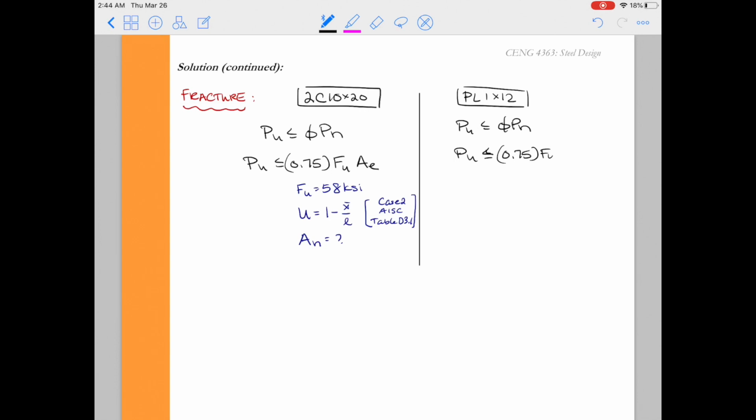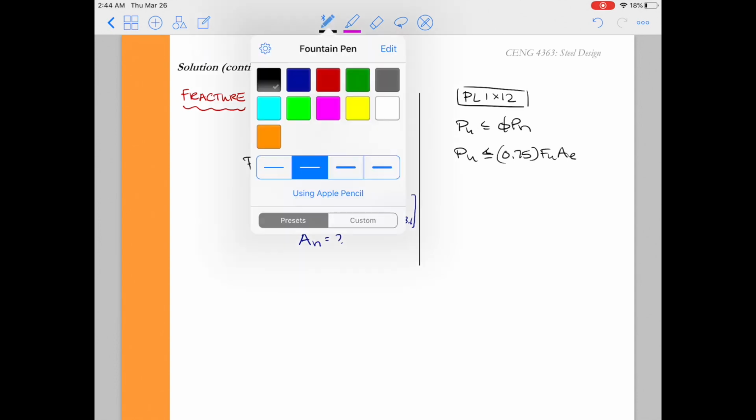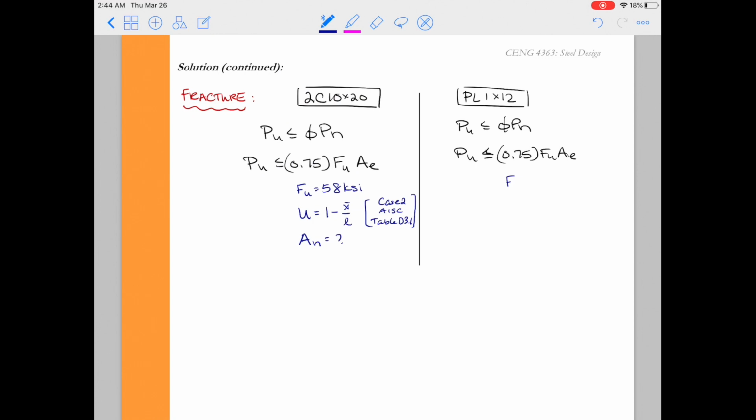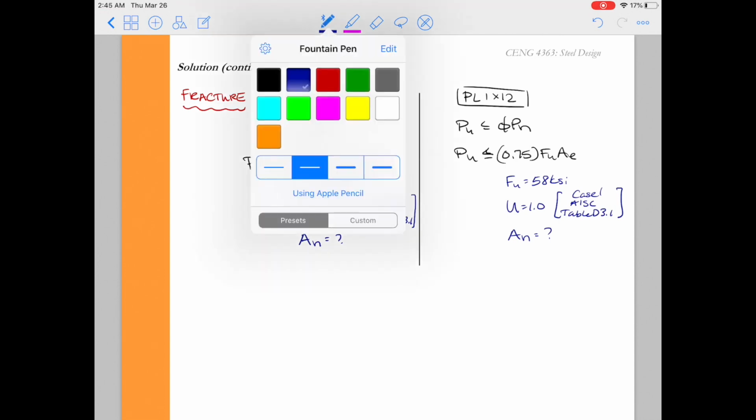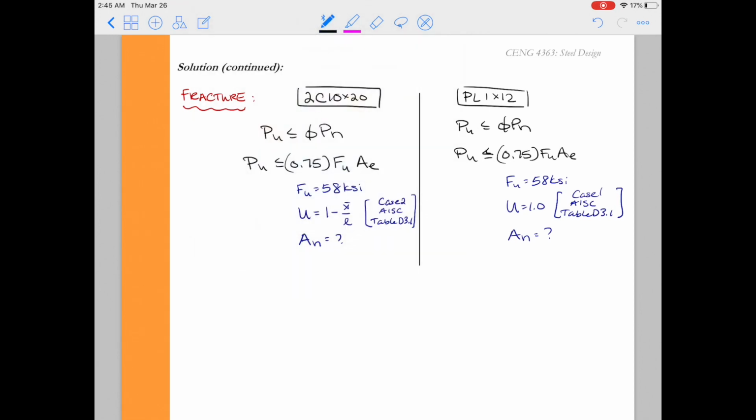As for the plate, we have kind of the same setup. P sub u has to be less than or equal to phi Pn, so P sub u has to be less than or equal to 0.75 F sub u times AE. F sub u equals 58 ksi. U, because the plate is just a single plate member connected, is 1. So this fits case 1 from AISC Table D3.1. And then again, for the net section area of the plate, we don't really know this yet, and we'll have to consider fracture paths for where the plate is likely to fracture.